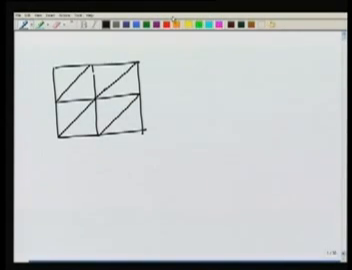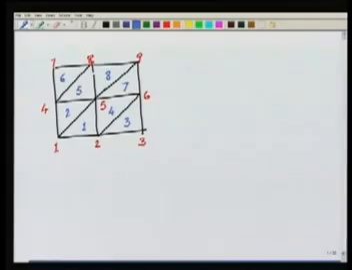Let's number the elements and the nodes of the mesh. This is node 1, this is node 2, this is node 3, node 4, 5, 6, 7, 8, and then 9. Elements: this is my element 1, this is element 2, this is 3, 4, 5, 7 and 8. So this mesh has 8 elements and 9 nodes, and you see the way I have drawn, it's a square mesh. All the elements have the same shape.